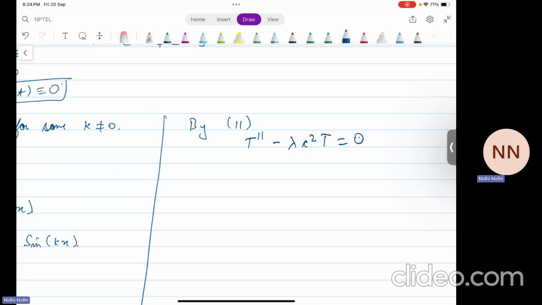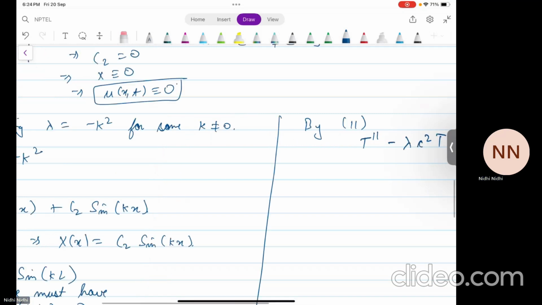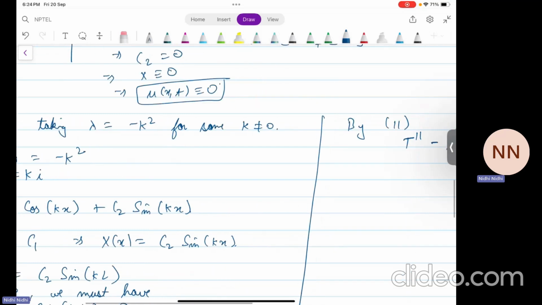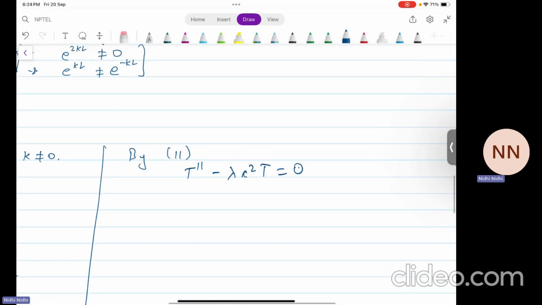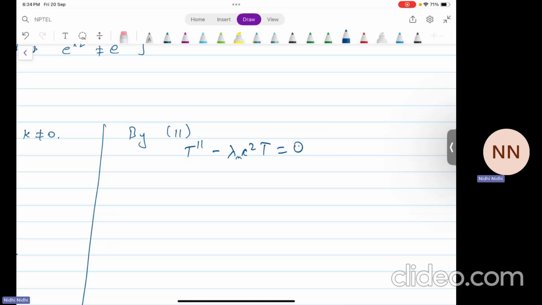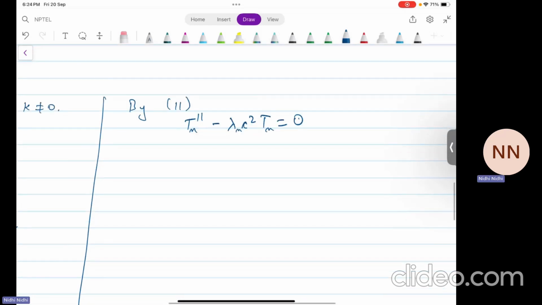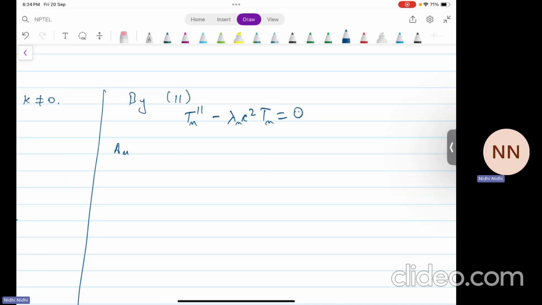Now for lambda positive and 0 we have already seen that there is no solution. The solution might exist only if lambda is equal to lambda n. So we will replace this with lambda n, and corresponding to lambda n we will try to find the function Tn. Our auxiliary equation is r square minus lambda n c square is equal to 0, which is r square is equal to lambda n c square.